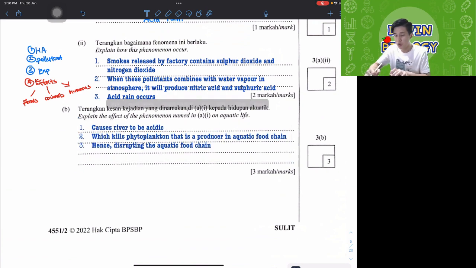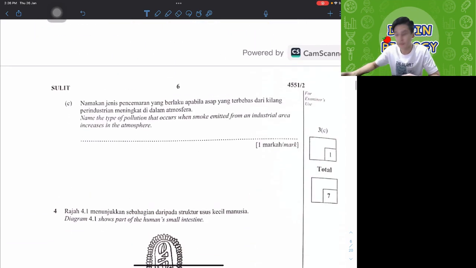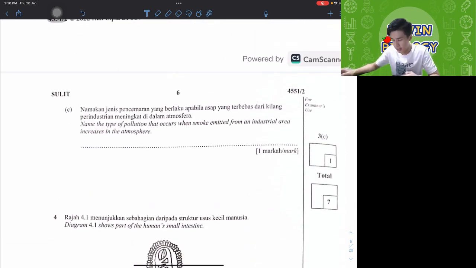Yeah, because if it's, let's say, 2 marks, right, I can just say aquatic fishes will die. If it's just 2 marks, right? Acid fishes die. But this one 3 marks, so I got to explain a bit. Got to talk a bit about the food chain. Okay, so I say the microorganisms die first, then slowly other fishes will slowly die. Understand? Right. Then next, name the type of pollution that occurs when smoke emitted from an industrial area increases in the atmosphere.